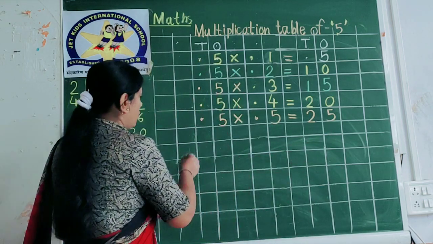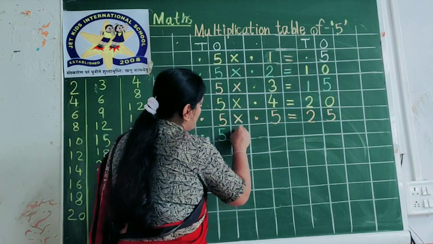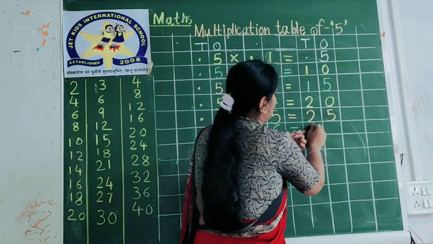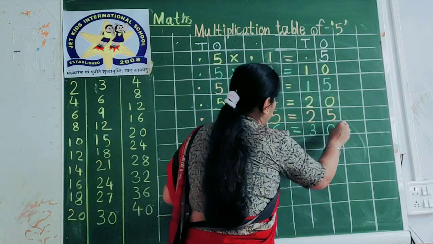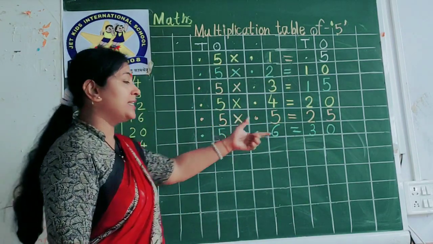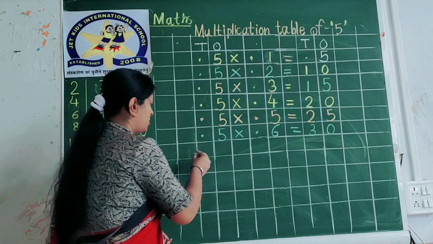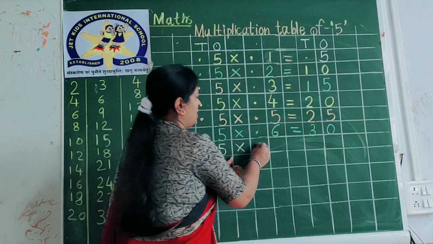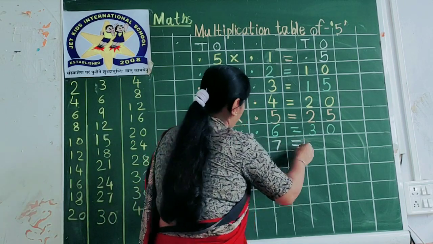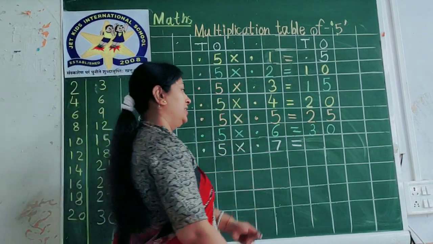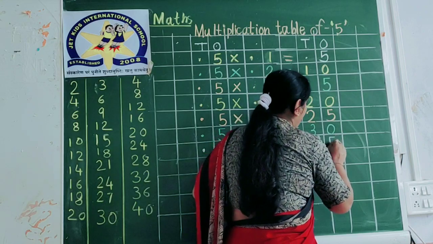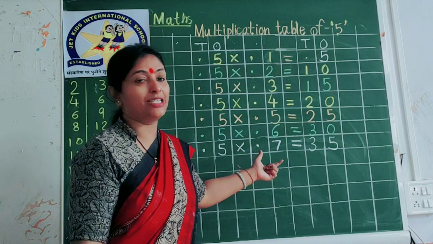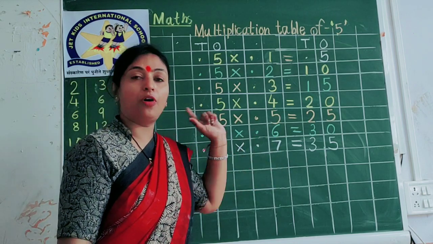So next is dot 5 multiplication sign, 6 are, yes, 30. Yes kids, 5 6s are 30. Next 5 multiplication sign, 7s are, 5 7s are, yes, 35. Kids, you have to follow this pattern only. This is our school pattern, class pattern. So you have to follow for all the tables.